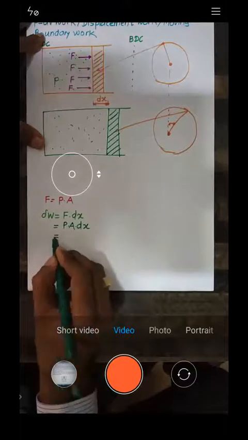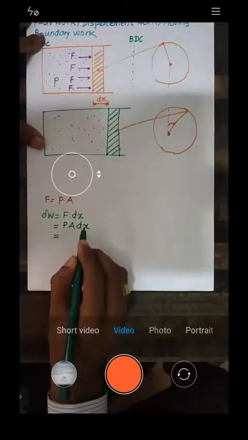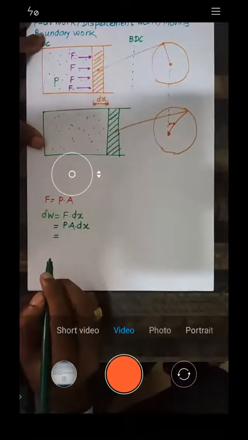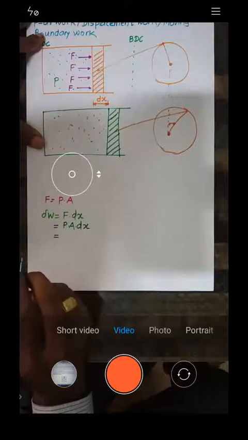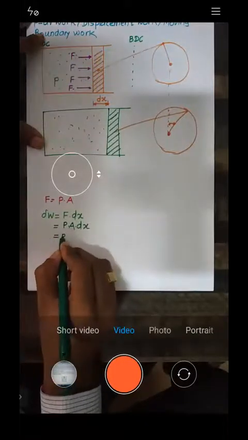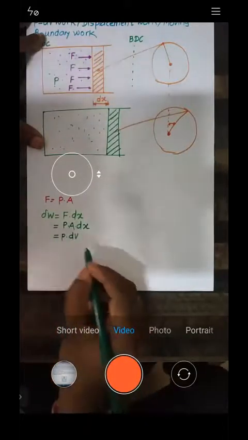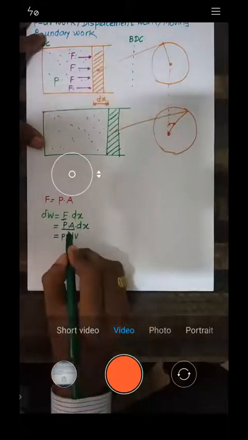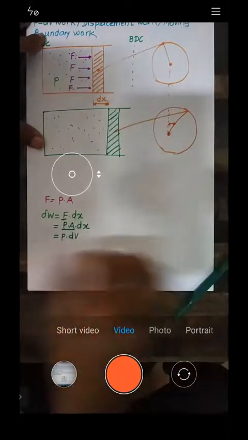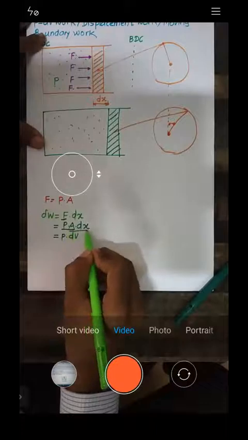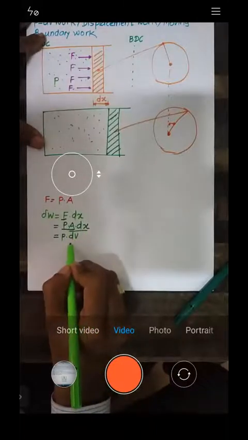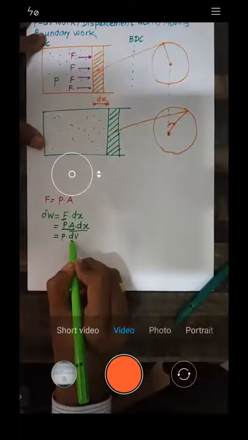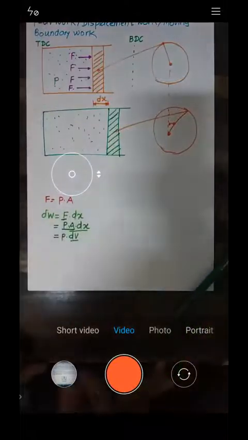So when you have area multiplied by thickness, it will give rise to volume. So I'll write it as P into dV. Try to understand. Force is given by pressure into area. Now area into dx, which gives del W, right? Area into dx is nothing but volume, right?